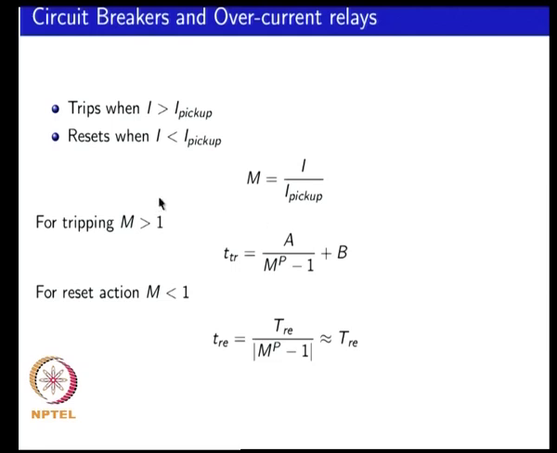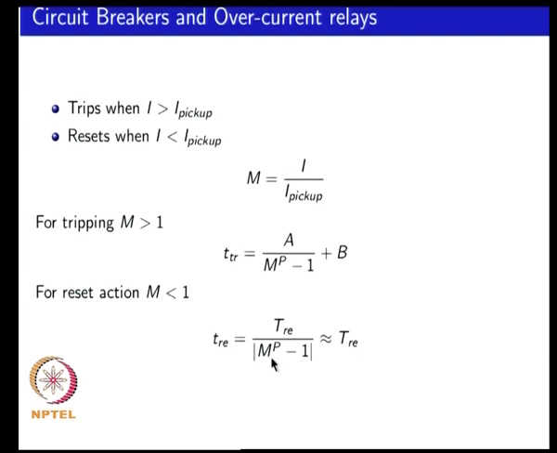So, for tripping, your value of m has to be greater than 1, and your time to trip can be expressed as an expression, say A divided by (m to the power of p minus 1) plus B. So, this could emulate the IDMT type of characteristics. Similarly, when m is less than 1, you would have a reset time, which can again be expressed as some TRE divided by the absolute value of (m to the power of p minus 1).